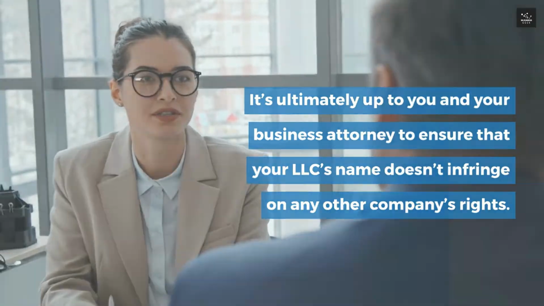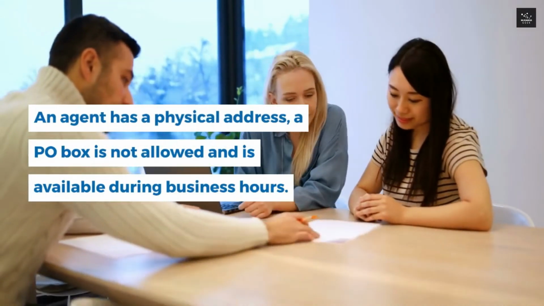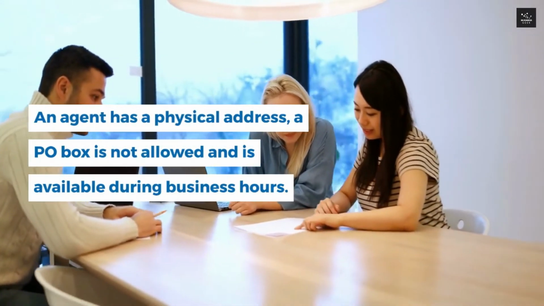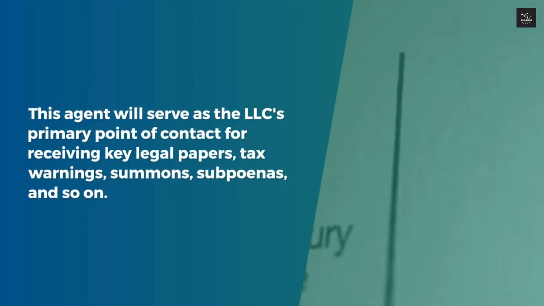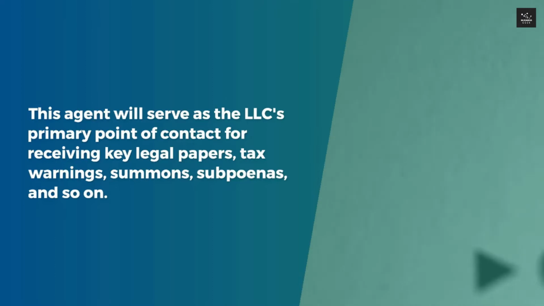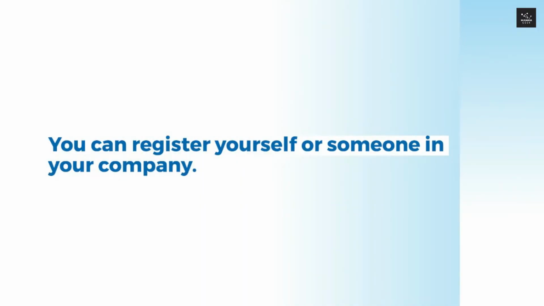Step 2. Colorado requires LLC to have a registered agent. An agent has a physical address, a P.O. box is not allowed, and is available during business hours. This agent will serve as the LLC's primary point of contact for receiving key legal papers, tax warnings, summons, subpoenas, and so on. You can register yourself or someone in your company.